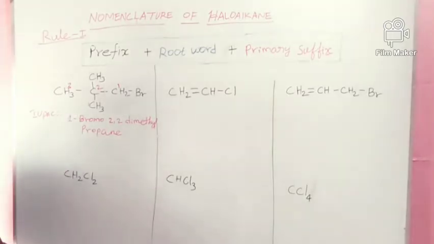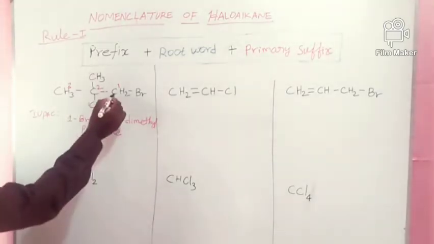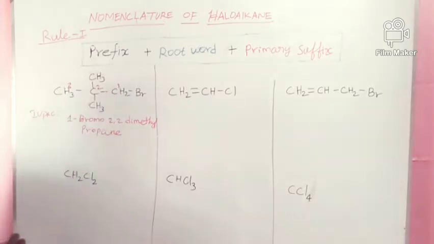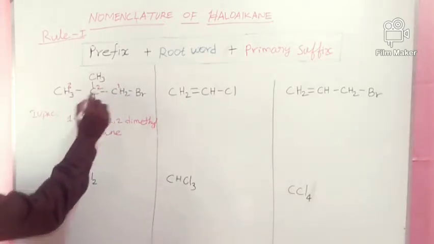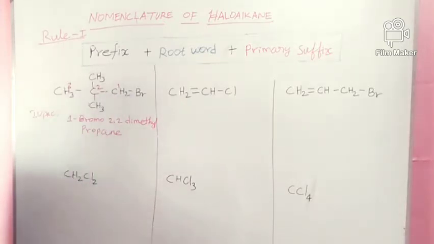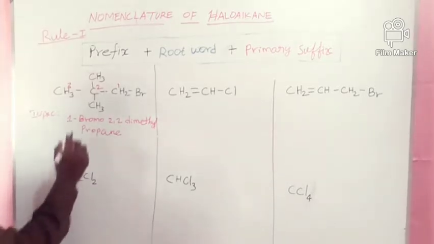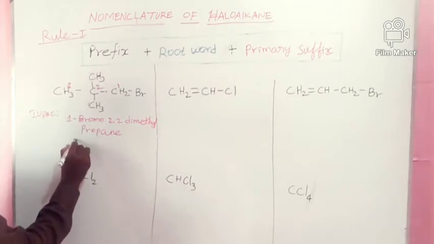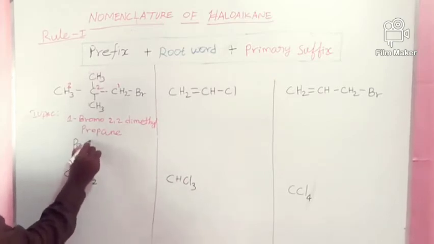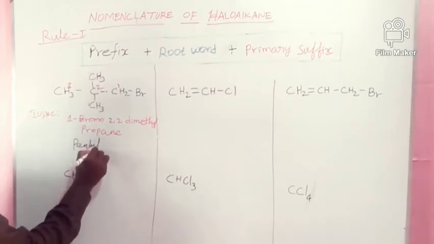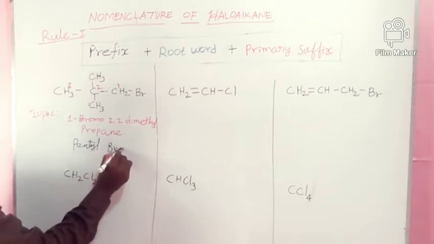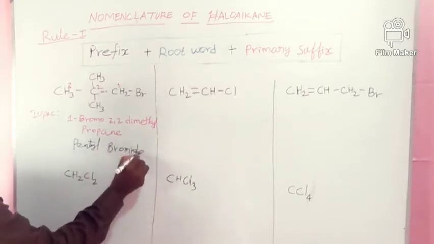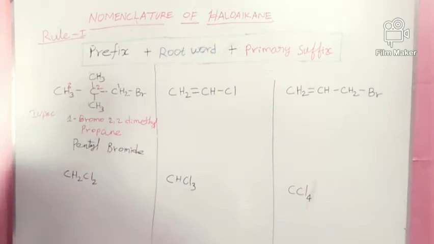So the common name is: 1, 2, 3, 4, 5 carbons are there. So pentyl bromide. 1, 2, 3, 4, 5 carbons. What is that? Pentyl bromide. So 5 carbons is pentyl bromide.